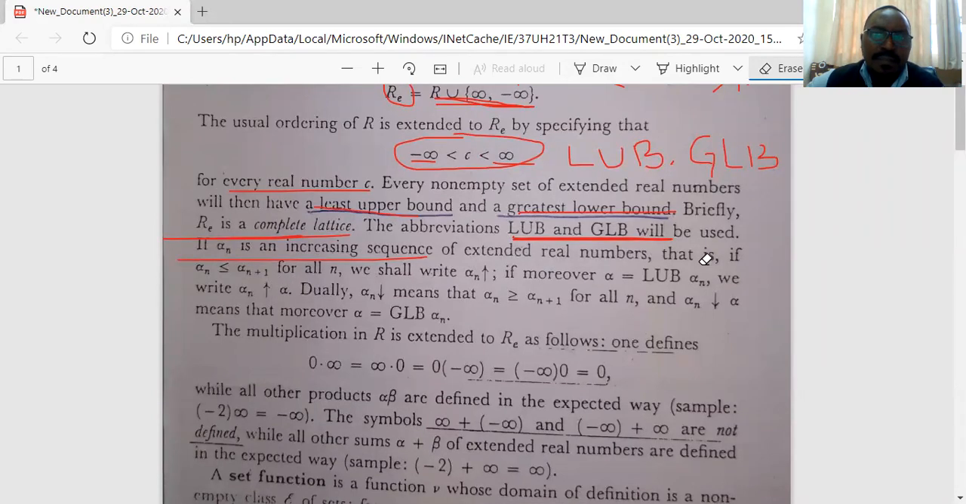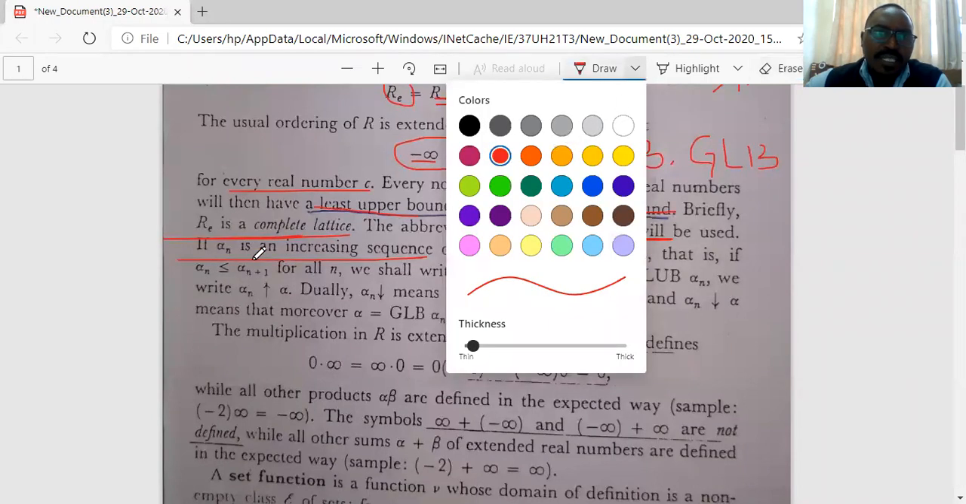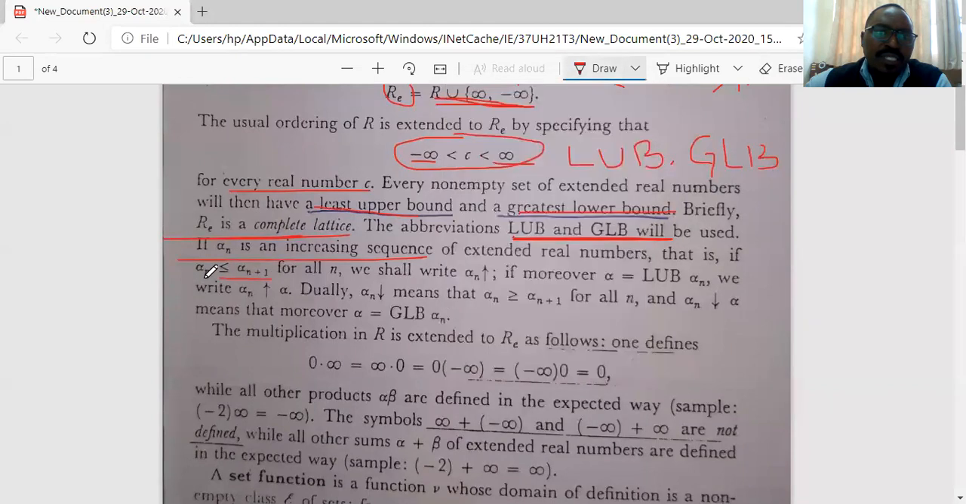Of extended real numbers. That is, if the value on the left is less than the value on the right. That means on the right, the value is bigger, right? For all n, it can be equal in the case that the sequence is constant, like the same value, 2, 2, 2, 2, 2. In that case, they'll be equal.